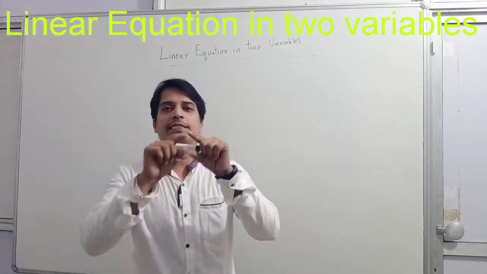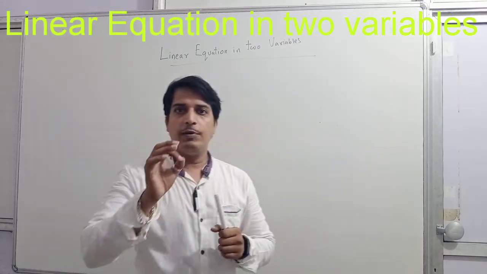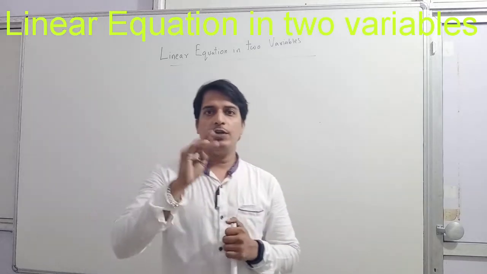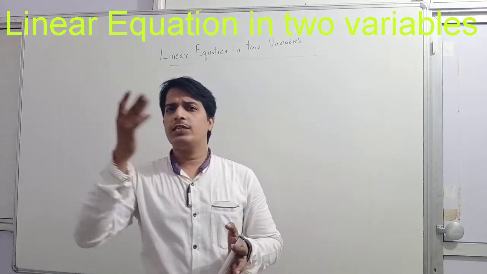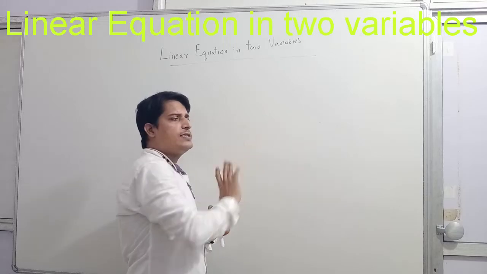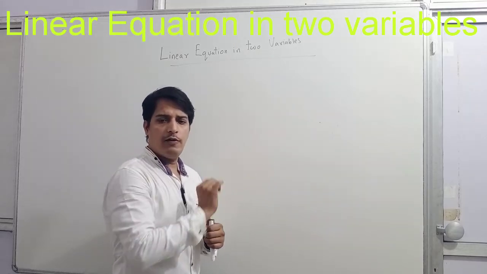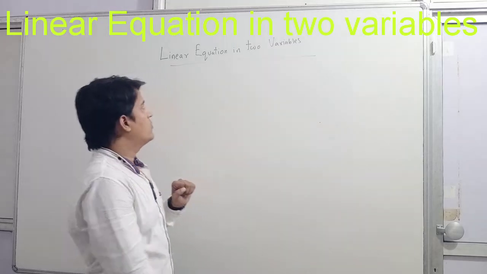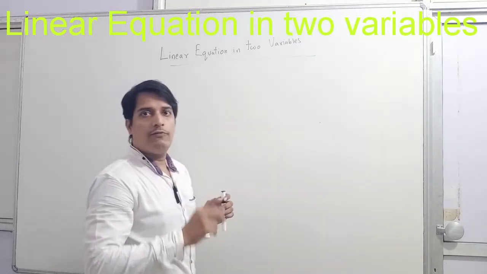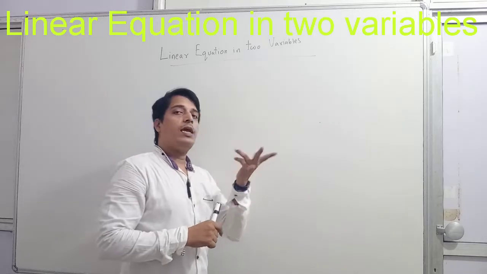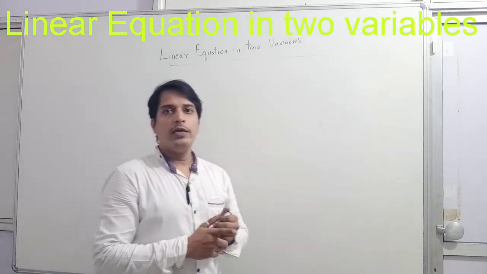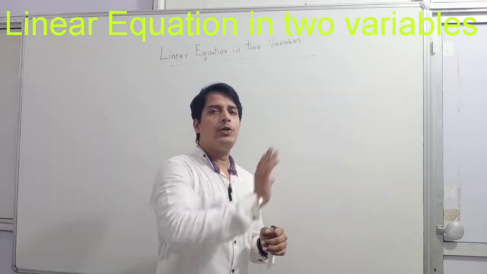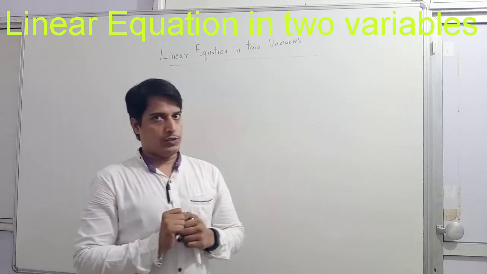Linear itself represents a line. Linear represents a line and variables are represented by the alphabets. It can be A, B, C, D, X, Y, Z, whatever it is. From A to Z, any particular alphabet appearing in an equation is termed as what? Variable. Now, in this particular equation, there will be two variables. It can be A, B, it can be X, Y, it can be P, Q, anything, any alphabet from A to Z, there will be two alphabets in the equation.